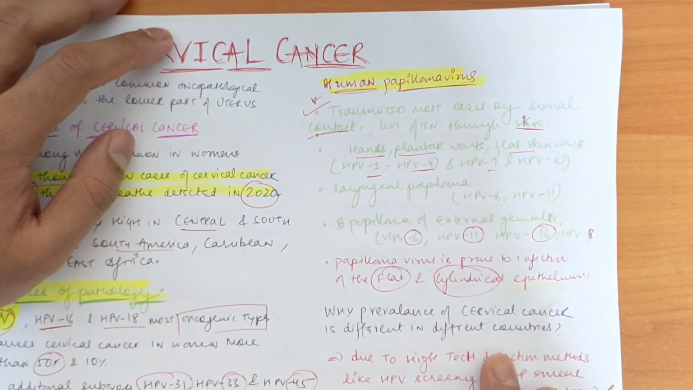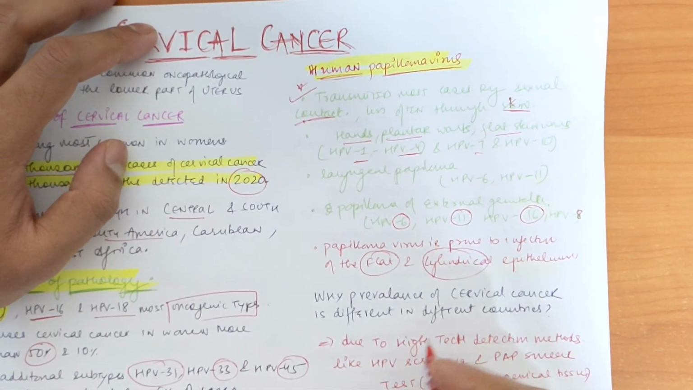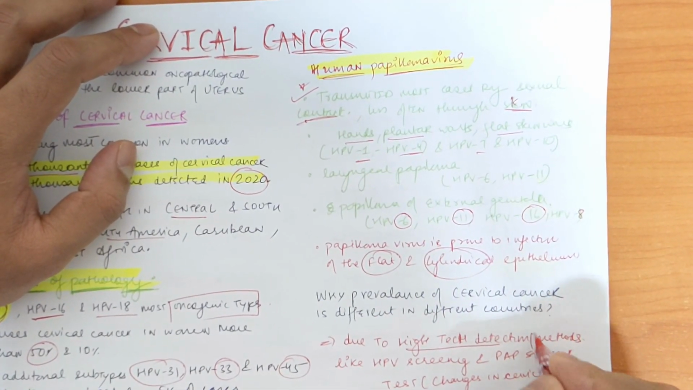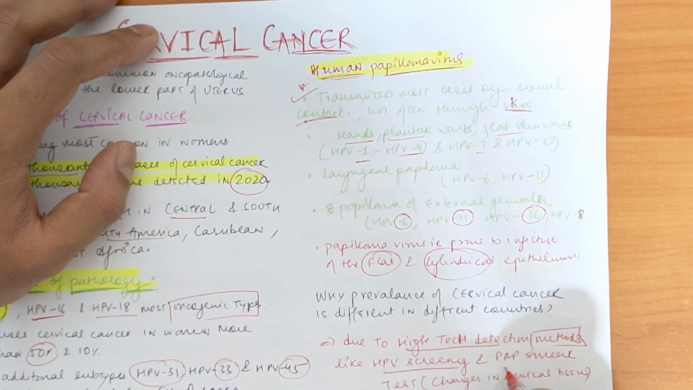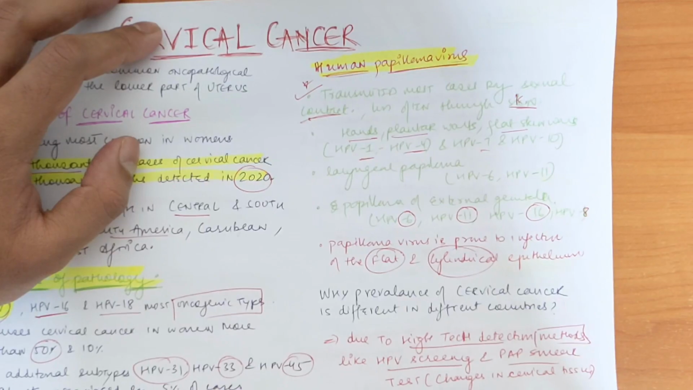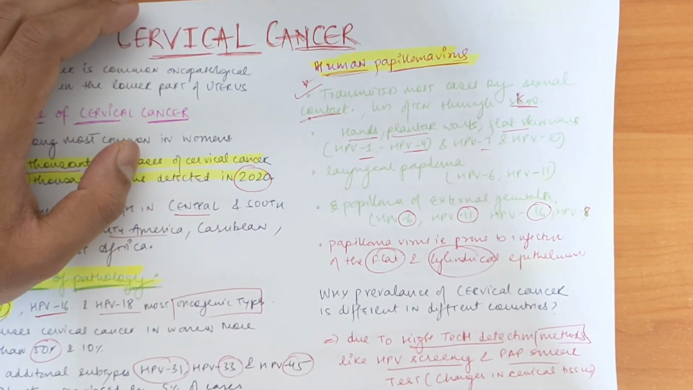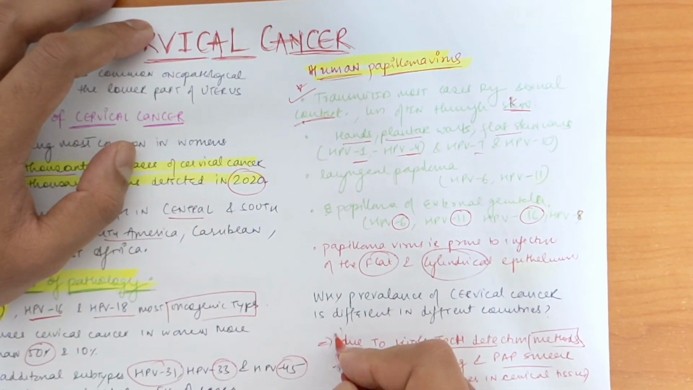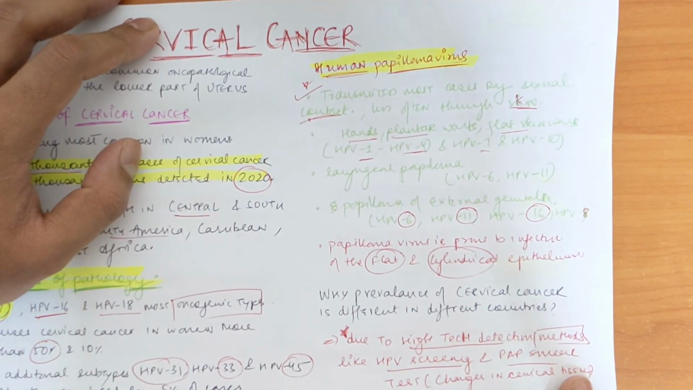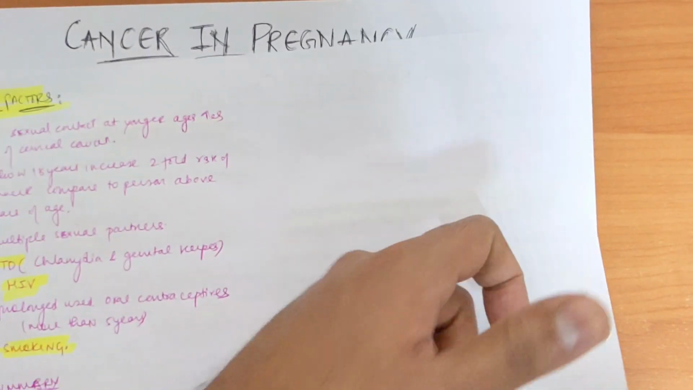Now, why is the prevalence of cervical cancer different in different countries? This is due to high-tech detection methods, like HPV screening and the pap smear test, which detect changes in the cervical tissue. The pap smear test is used to see changes in the mucous lining. These more advanced studies are used in other countries, which is why we see more recorded prevalence there, because more cases can be detected.